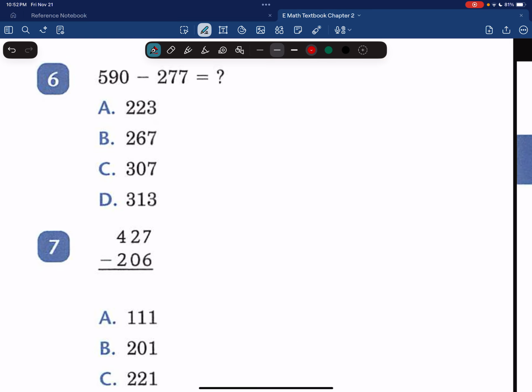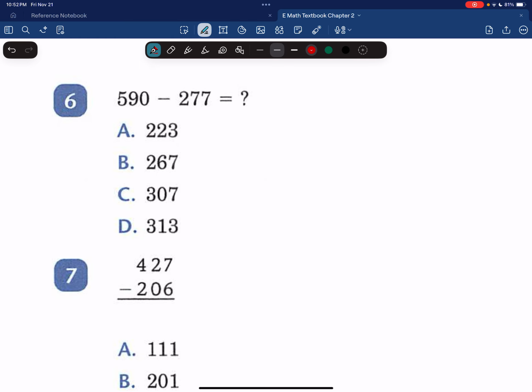All right, number 6. I have 590 minus 277. And I cannot take a 7 from a 0. So I'll borrow and give to this one. 10 minus 7 is 3. 8 minus 7 is 1. And 5 minus 2 is 3. So that would be option D.